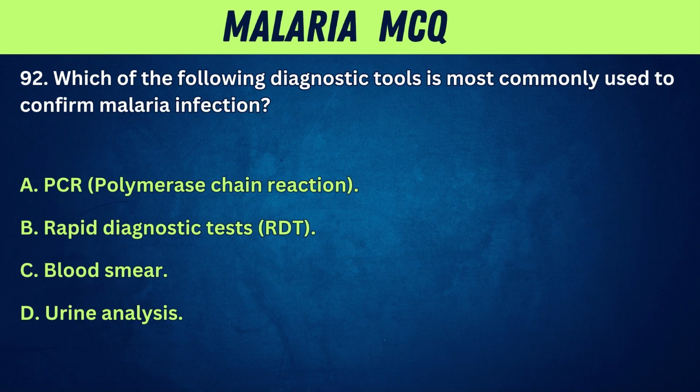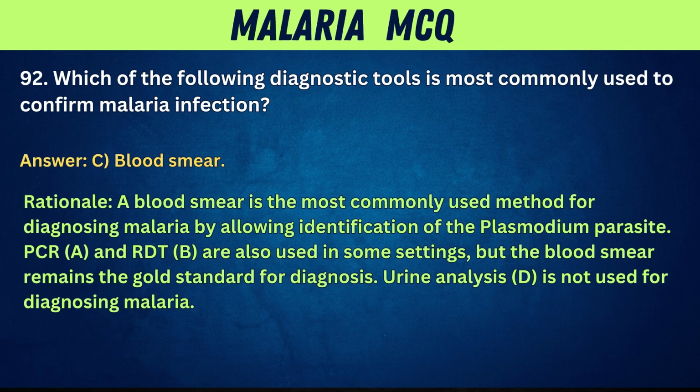92. Which of the following diagnostic tools is most commonly used to confirm malaria infection? A. PCR, polymerase chain reaction. B. Rapid diagnostic tests, RDT. C. Blood smear. D. Urine analysis. Answer: C. Blood smear. Rationale: a blood smear is the most commonly used method for diagnosing malaria by allowing identification of the Plasmodium parasite. PCR, A, and RDT, B, are also used in some settings, but the blood smear remains the gold standard for diagnosis. Urine analysis, D, is not used for diagnosing malaria.